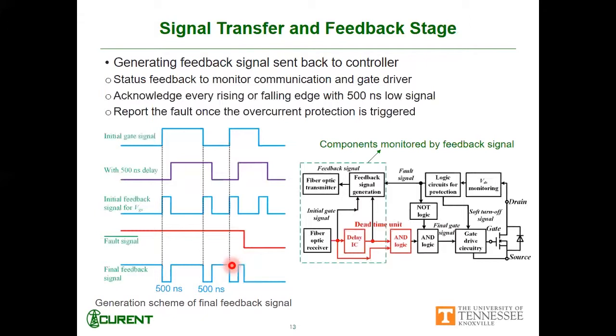During the continuous operation of the phase leg, we want to have the feedback in every switching cycle so that we can monitor the communication and also the status of the gate driver. So how do we do this? We do this by acknowledging every rising or falling edge with a short pulse, like you can see here. Every time we have a rising edge or falling edge in the received gate signal, we respond with a 500 nanosecond low signal. By this, we can acknowledge the edge, and also if something is wrong in the fiber optic communication or the components in the gate driver, the feedback signal will be wrong, so the controller will know and respond to it. We can see the components inside the green box can be monitored by the feedback signal. And also once something really bad happens, like a short circuit, the feedback signal can report the fault.